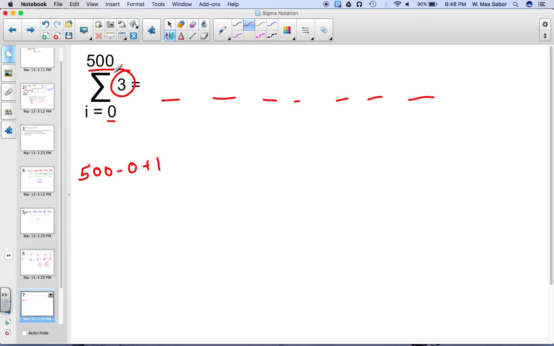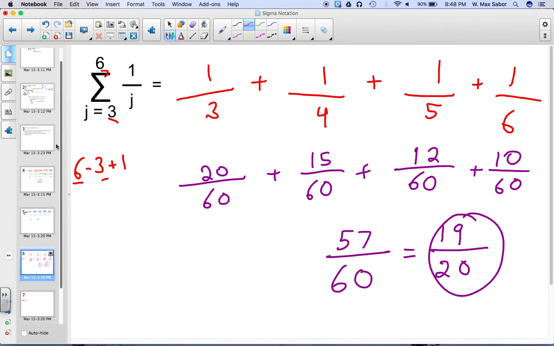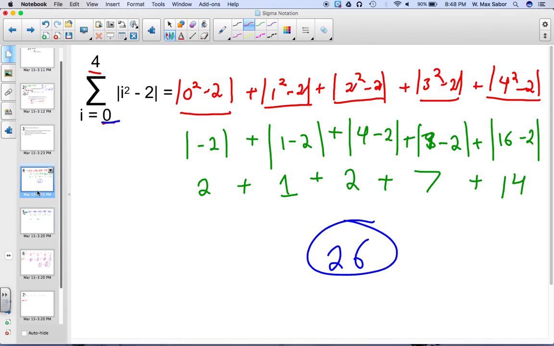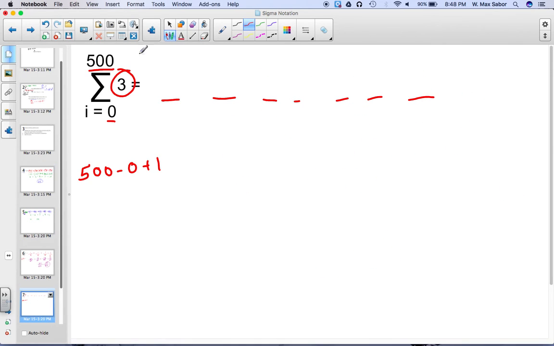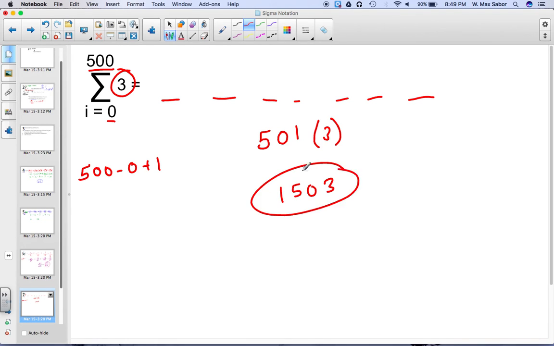And all of those terms are going to be 3. You'll notice i doesn't appear anywhere here. We had our index of summation appear in these. But this one, it's just 3. So we're adding 501 copies of 3. That's the same thing as 501 times 3. So the sum here is 1503.